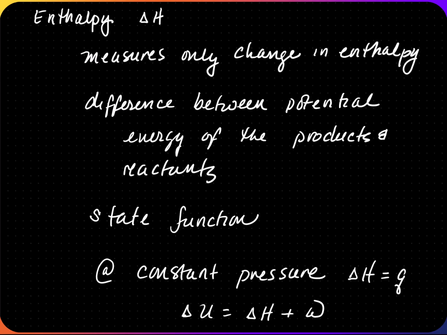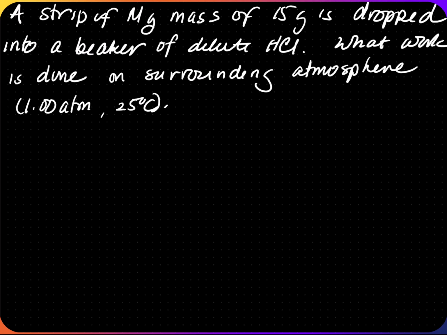When enthalpy is at a constant pressure, delta H is the same thing as Q, heat transfer. So our internal energy equation becomes delta U equals delta H plus W. So here we have a strip of magnesium, which has a mass of 15 grams, dropped into a beaker of dilute HCl. What work is done under surrounding atmosphere at 1 atm and 25 degrees Celsius?